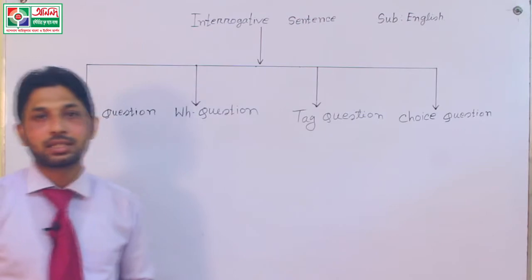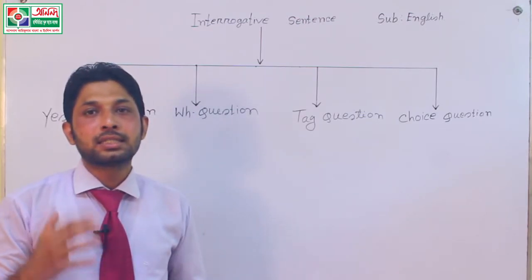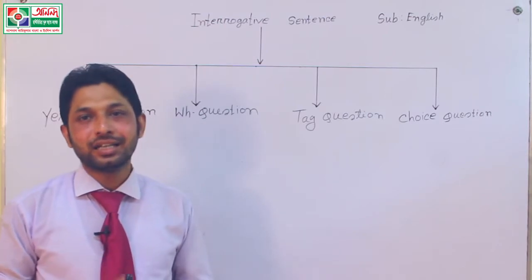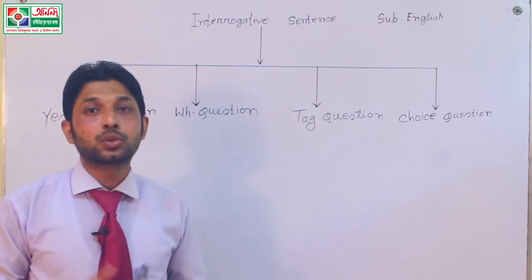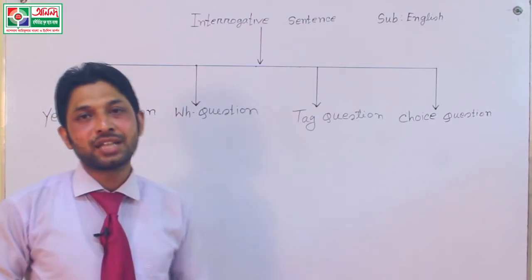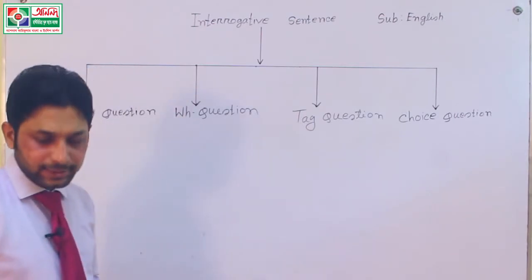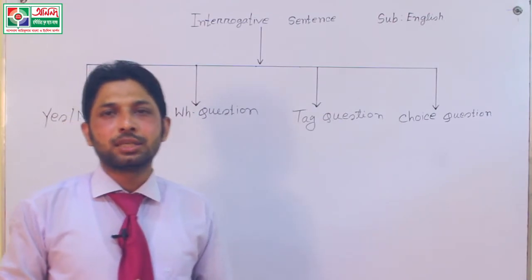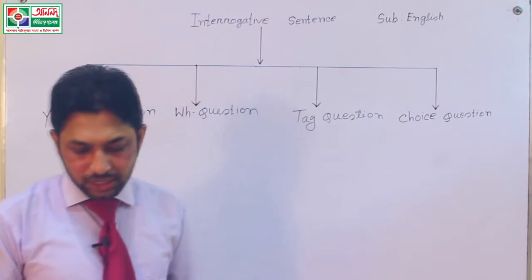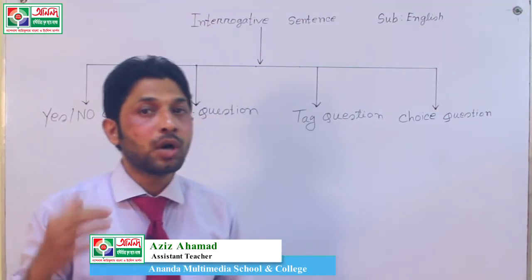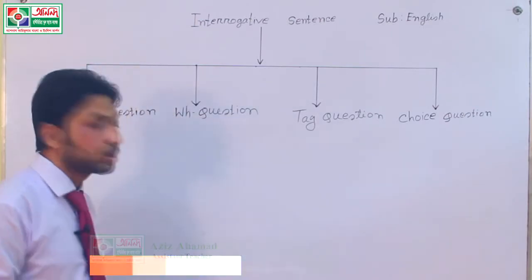Now I am going to discuss another type of interrogative sentence, and that is tag question. My dear students, a tag question is simply a sentence with a question tag at the end, and it is used to check or confirm that you have understood something correctly. Okay? Again, tag questions transform an assertive sentence into an interrogative sentence. My dear students, now I am explaining to you how to make a tag question.